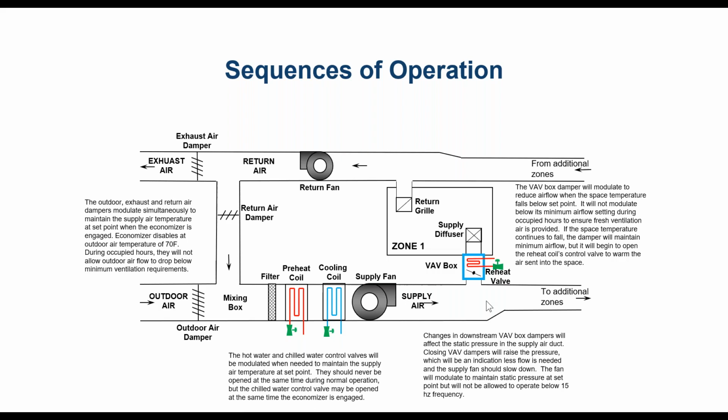So the supply fan right here, its speed will modulate to maintain the static pressure at a set point in the supply duct, but the speed of the supply fan will never be allowed to go below 15 Hertz in frequency.